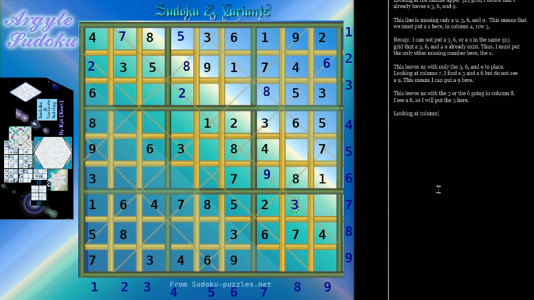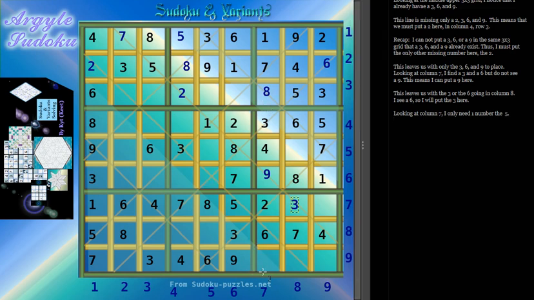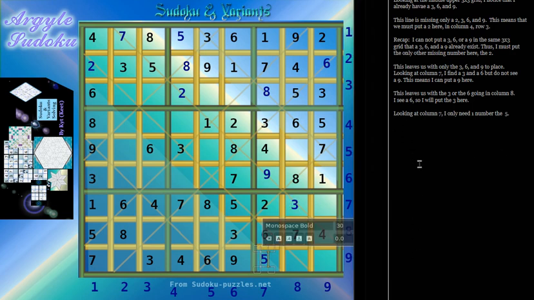Looking at column 7, I only need one number, the 5. Now column 8 is missing the 1 and 2.